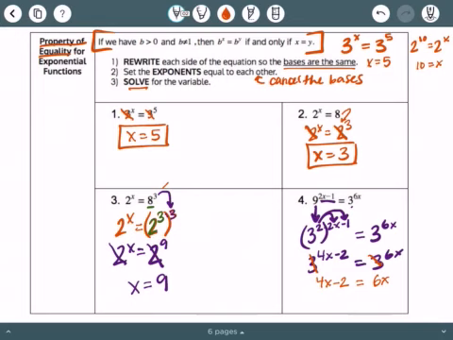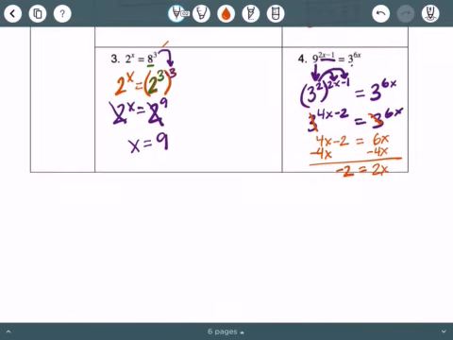Need to get the x's on both sides, so I see a 4x here and a 6x there. So I'm going to take minus 4x and move it over here. It gives me negative 2 equals 2x. I am going to divide by 2 on both sides. That gives me x equals negative 1. That is my solution for this problem, for number 4.